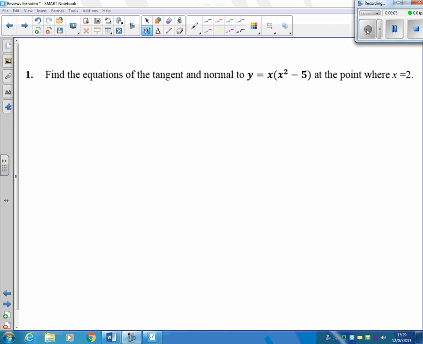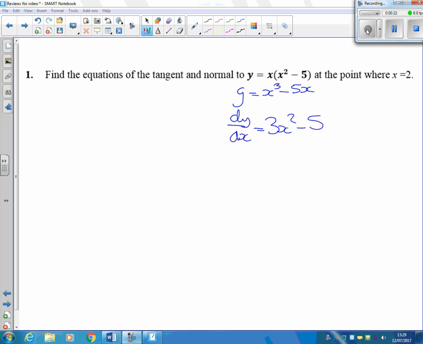Using differentiation, the first question. Before I differentiate this, as usual, I need to rewrite it in a form that's going to be helpful. So I'll rewrite it like that. And now I'm going to differentiate it. dy by dx is going to get 3x squared, take away 5.